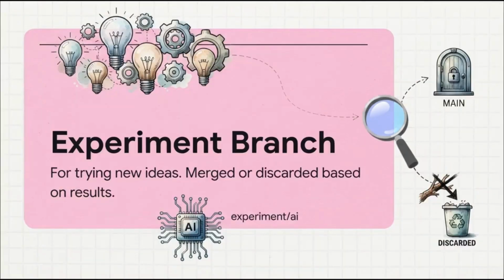Finally, we've got the experiment branch. Its purpose is exactly what it sounds like, trying out completely new ideas or proof of concepts. An example might be something like experiment/AI. A developer reaches for this when they really just want to see if an idea is technically possible without actually committing to building the full feature. Now, what makes this branch totally different from the other 3 is its end of life. It might be merged into main, sure, but it also has the unique optionality to be entirely discarded and deleted if the experiment just flat out fails.